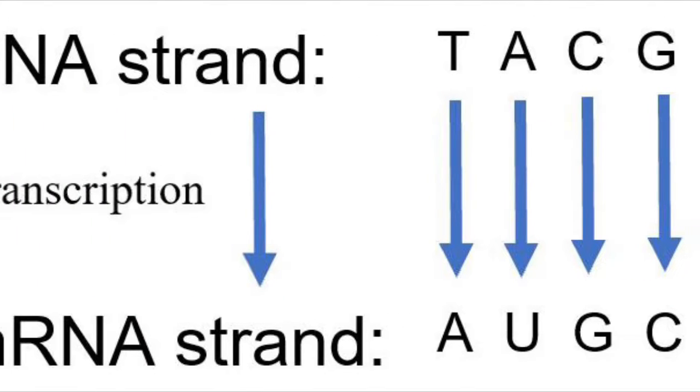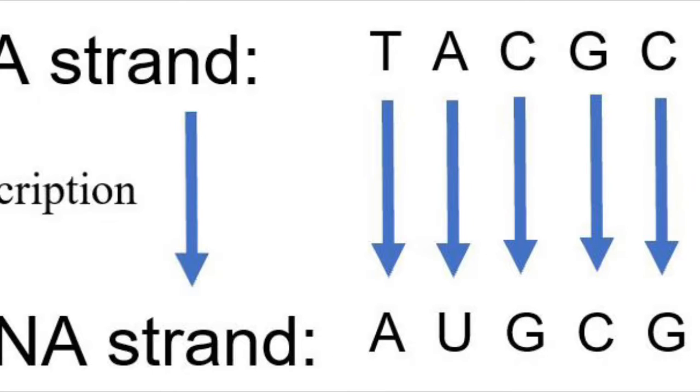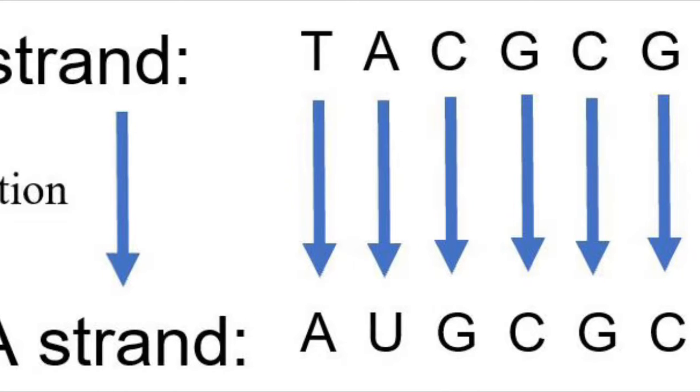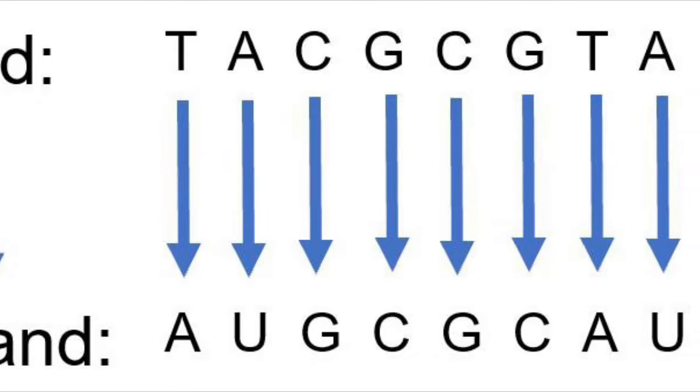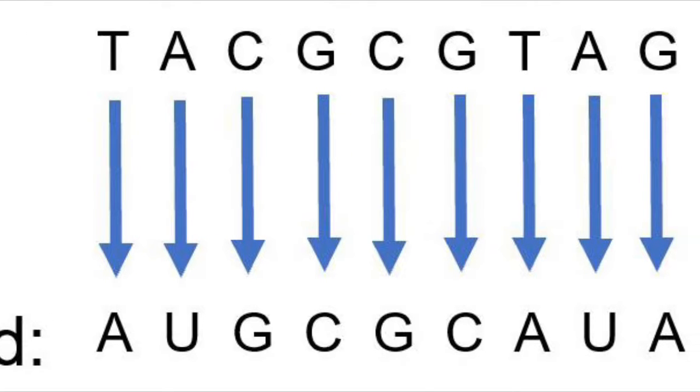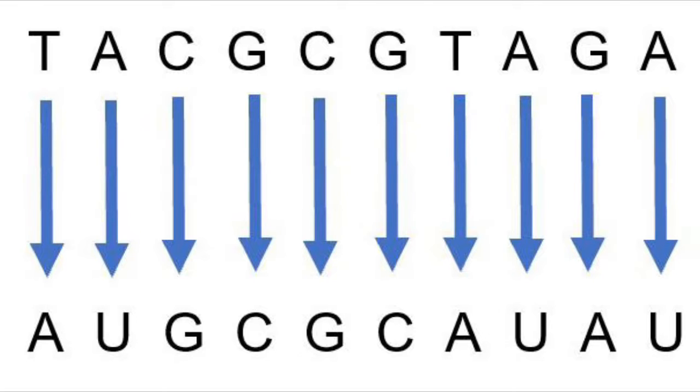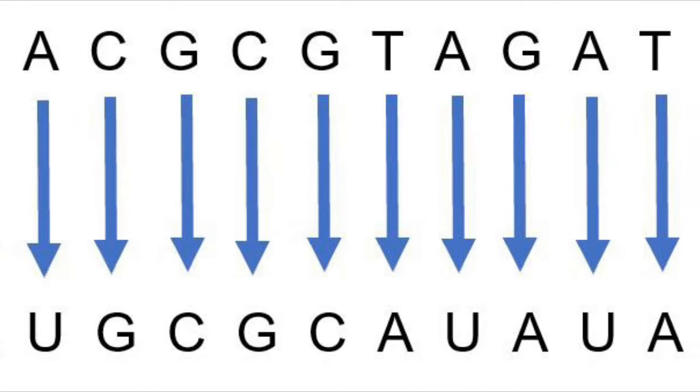When transcribing DNA into RNA, it's important to remember the base pair rule. An A in DNA will bind to a U in RNA, a T in DNA will bind to an A in RNA, a G in DNA will bind to a C in RNA, and a C in DNA will bind to a G in RNA.